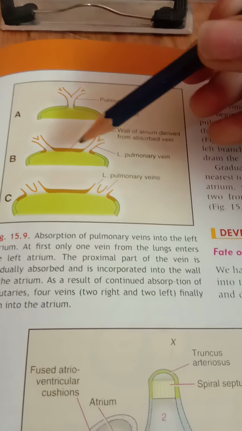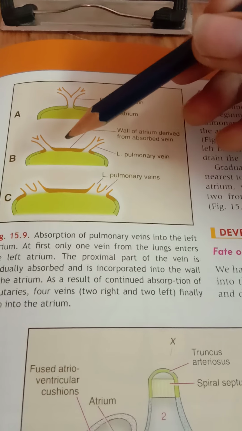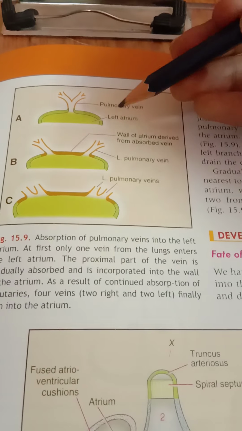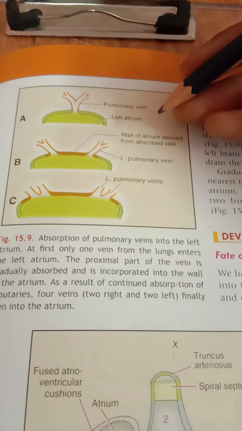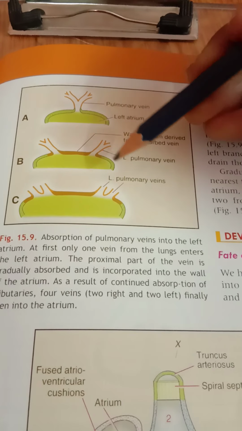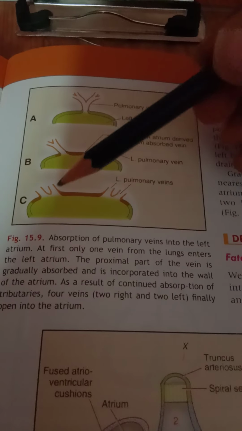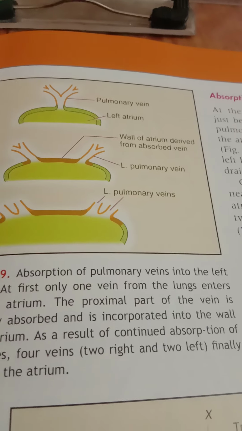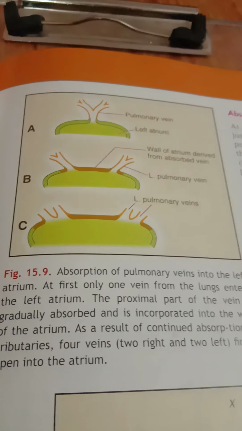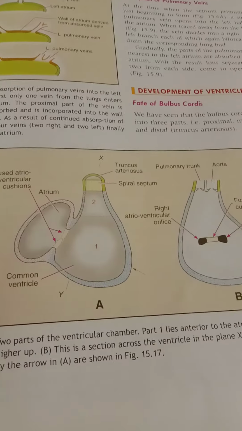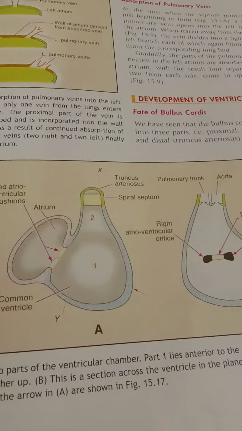So this is the wall of the atrium, which is mainly derived from the absorbed vein. By the absorption of this pulmonary vein, the left atrium wall is also formed. This is the left pulmonary vein, and these are the left pulmonary veins, and these are the right pulmonary. At first only the left pulmonary vein is open, but later two right and two left pulmonary veins open into our left atrium. Now we are in the discussion of the development of ventricles.